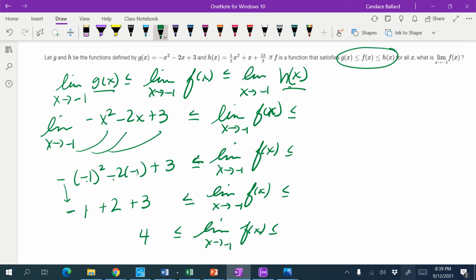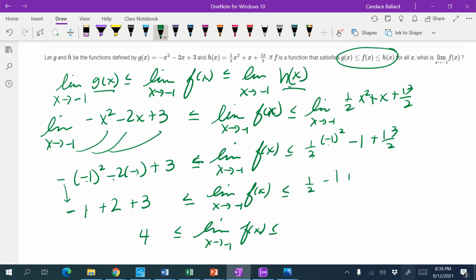And now we're going to find the limit as x approaches -1 of h of x, which is 1/2 x squared plus x plus 13 halves. All right, we're going to go ahead and plug in the -1, so direct substitution. So I get -1 squared times 1/2 plus -1 plus 13 halves. -1 squared is 1 times 1/2 would be 1/2 minus 1 plus 13 halves. Well, 1/2 plus 13 halves would be 14 halves, and 14 halves is 7. So I get 7 minus 1, or 6.